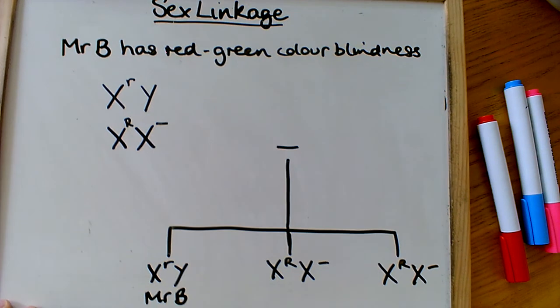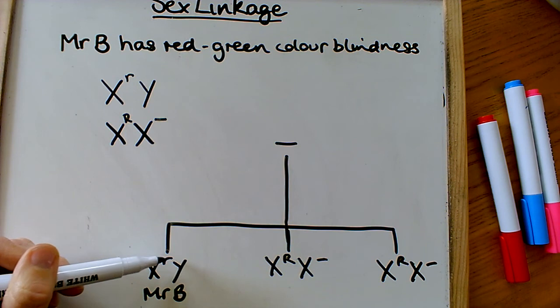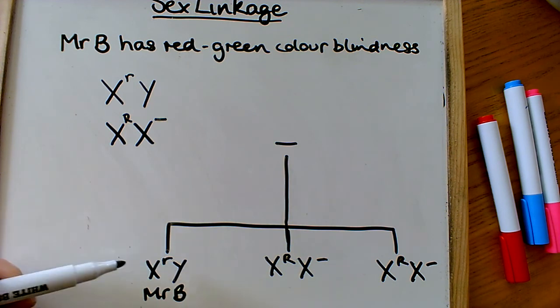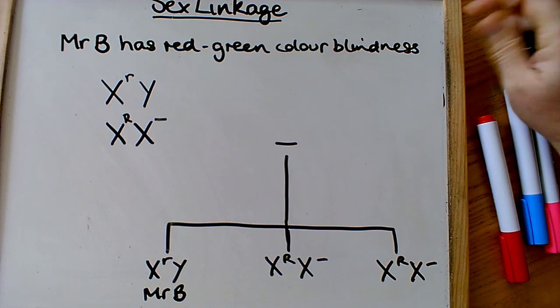Okay, so here's what we've got going on. We've got Mr. Belcher here, who has X little r because he has red-green colour blindness, and he has a Y because he's male, and there's nothing on the Y because we don't draw anything on the Y. He has two sisters, neither of whom has red-green colour blindness. So both of them have got XX, and they've both got at least one big R, and at the moment we're putting an underscore in because we just don't know if we can fill in any more information than this. This is how we work on a family tree.